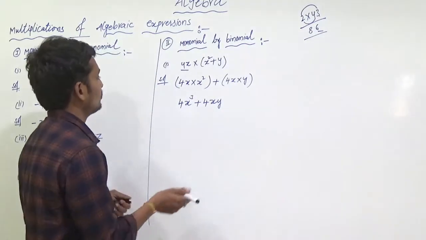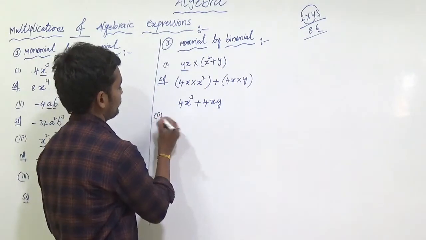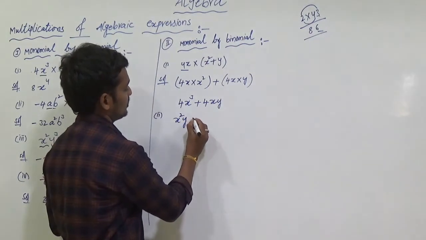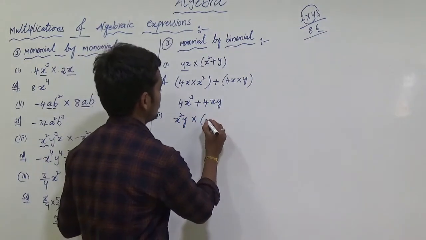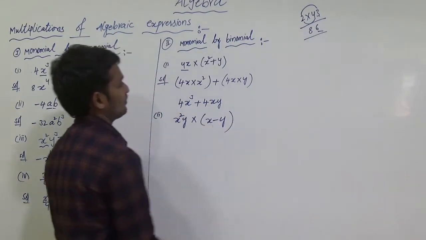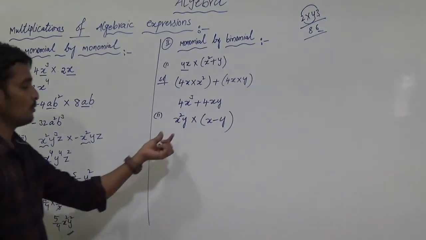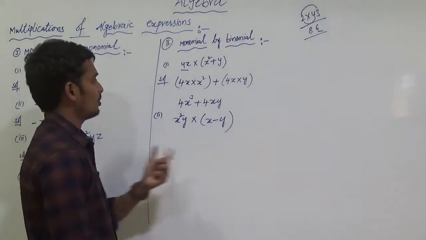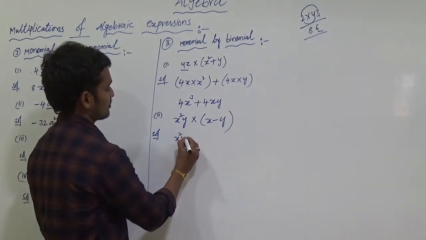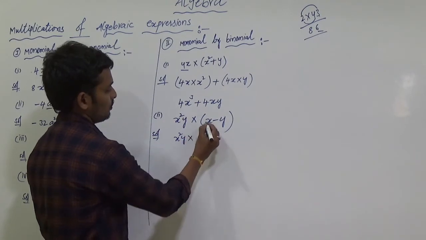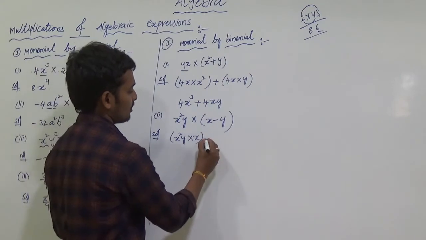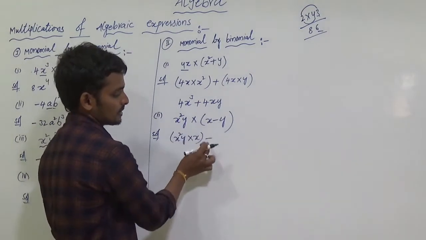Are you okay? Now I am writing the second example. For example, if you have x square y into x minus y, so monomial with binomial. How can we multiply? The meaning is x square y into what is the first term we have? X. The first term is x. In between the symbols we have minus because plus into minus is minus.